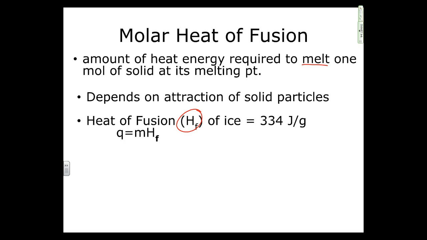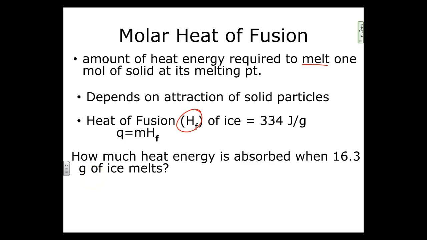All right, so a type of problem that we might have with this one is how much heat energy is absorbed when 16.3 grams of ice melts. Well, we're going to be looking for Q. Q is m times Hf, because we are going to be melting ice. Now, this probably should say at 0 degrees C, because it does only work at the melting point.